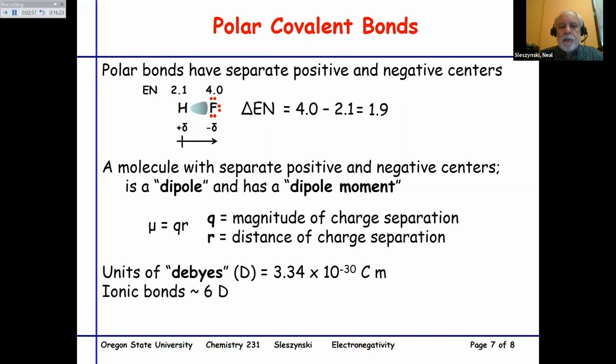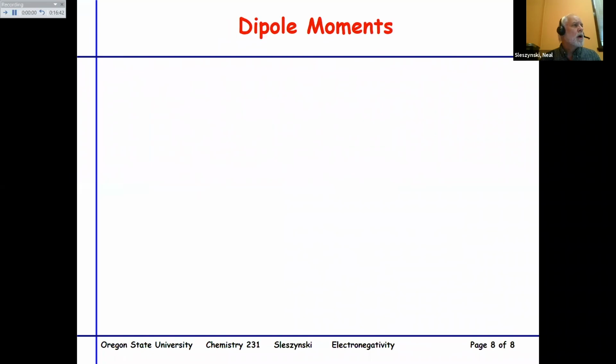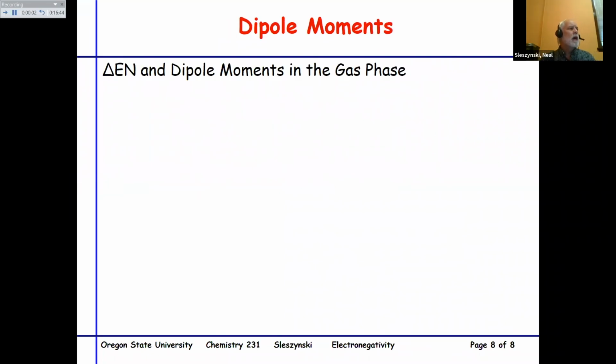Ionic compounds have dipole moments typically in the range of 6 debye. Polar compounds we'll find generally in the range of 1 to 2 debye, and nonpolar compounds will have dipole moments of 1 and below. Okay, so dipole moments are a measure of the difference in electronegativity and that charge separation. Our reference values are measured in the gas phase.